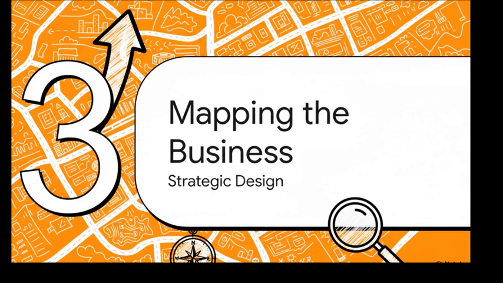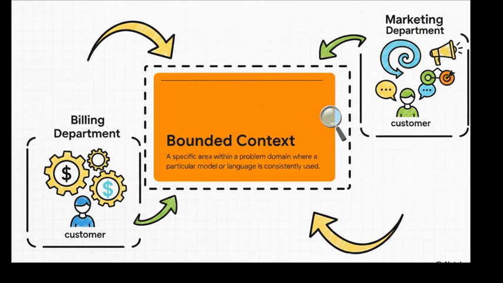DDD is kind of split into two major parts. The first one is called strategic design. Think of this as the 30,000-foot view. It's about mapping out the entire business landscape before you even dream of writing a line of code. Now, the single most important idea in strategic design is something called the bounded context.